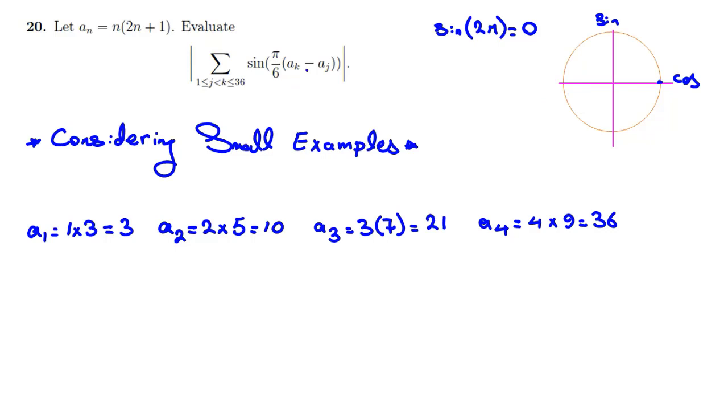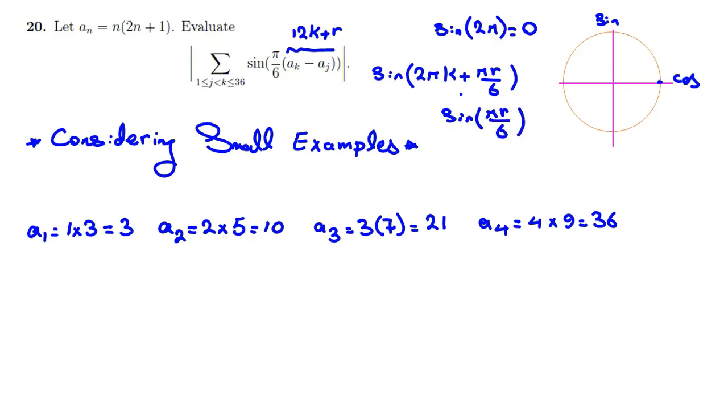Because it is pi over 6 times this number, mod 12 is important, because if it is 12k plus r, it will be what? When you multiply pi over 6 times 12k, it is 2 pi k plus pi r over 6. Because the period is 2 pi, it is equal to sine of pi r over 6. So we can understand that only the remainder of a_k minus a_j when divided by 12 is important. So we can consider mod 12. So another idea is considering different mods.